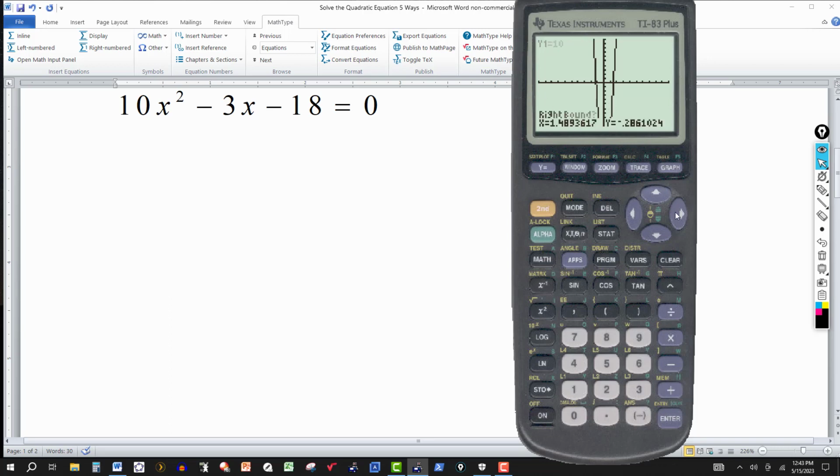Now that's for a right bound. So I'll go past, hit enter. Ask for a guess, lower left there. Just hit enter. And there it tells me the other 0, which of course is a solution to this equation, is 1.5. That of course corresponds to the 3/2 that we got. So either way, we get 3/2 and negative 6/5.